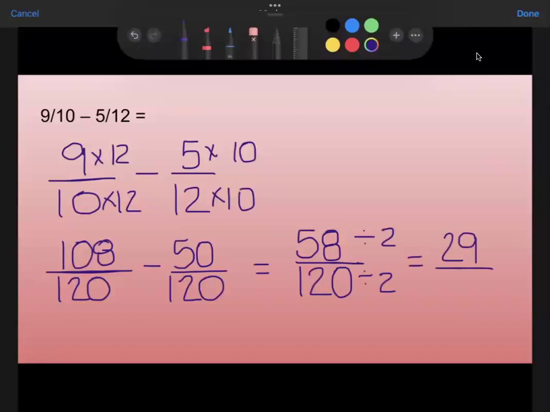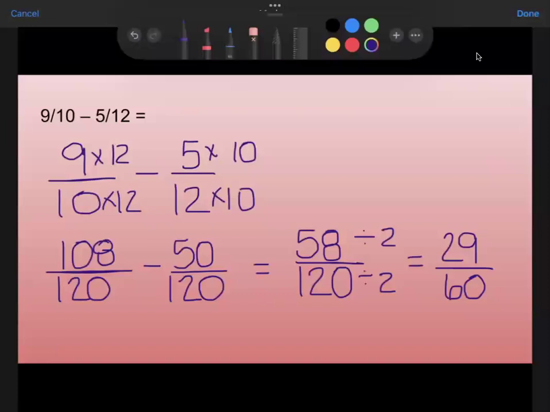And then 120 divided by 2 is 60. So now this is as far as I can simplify it. I know that because 29 is a prime number, which means that the only two numbers I can multiply together to get 29 are 1 and 29. So therefore, it's the only things I could divide it by.